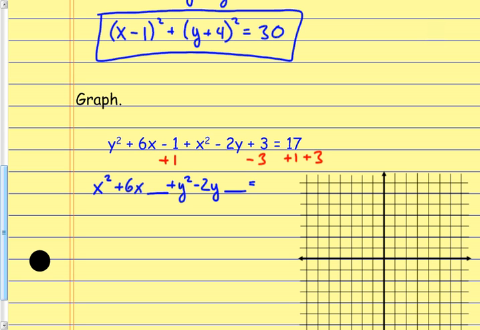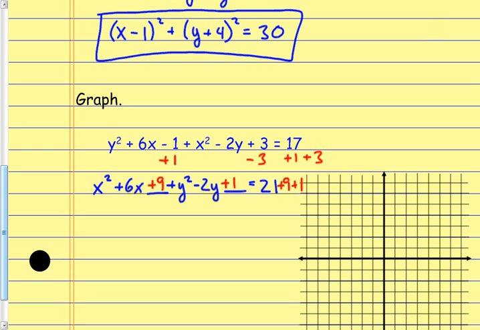And now I do my b divided by 2 and square it. 6 divided by 2 is 3. 3 squared is 9. So I add a 9 right here. Negative 2 divided by 2 is negative 1. Negative 1 squared is a 1. So I add a 1 to this side. And whatever I do to one side, I have to do the other side. So I add the 9 and the 1 to the other side as well.